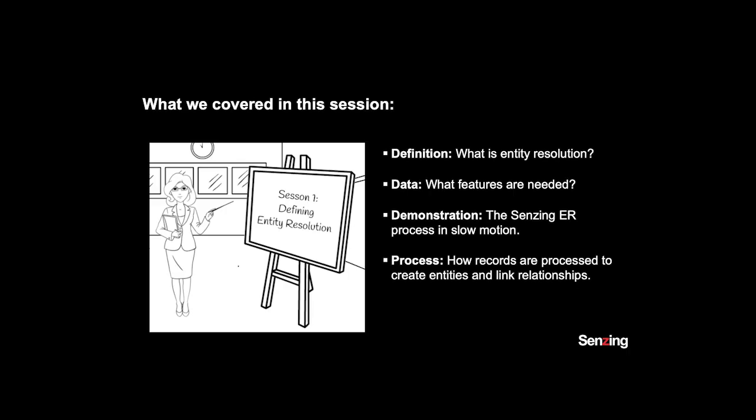We've now completed our first section on Sensing Entity Resolution. We covered what entity resolution is, what is needed in data in terms of features in order to perform entity resolution, demonstrated entity resolution in slow motion, and began to cover how records are processed to create entities and link relationships. In our next section, we're going to go into depth on the entity resolution process and principle-based entity resolution details.